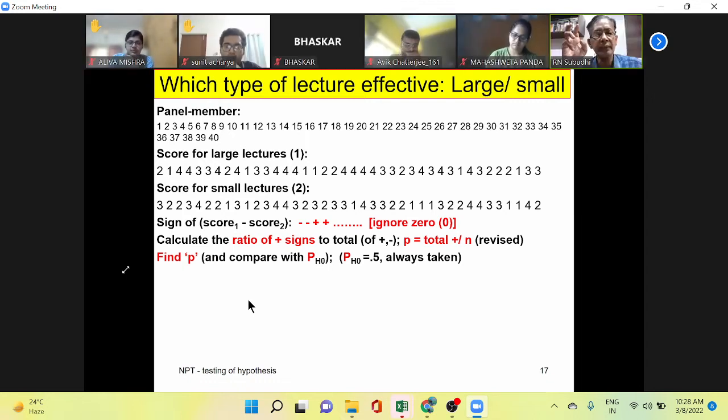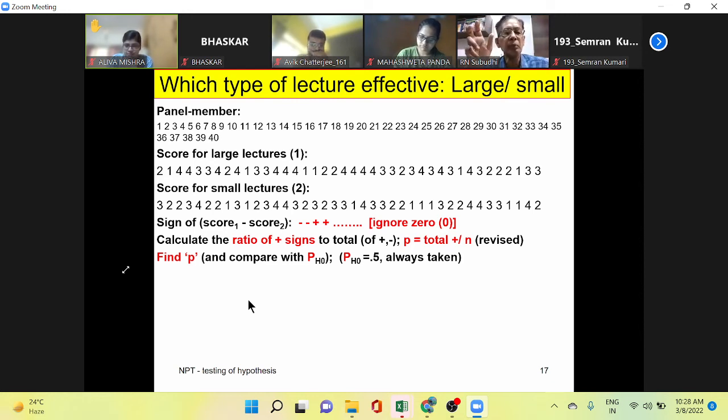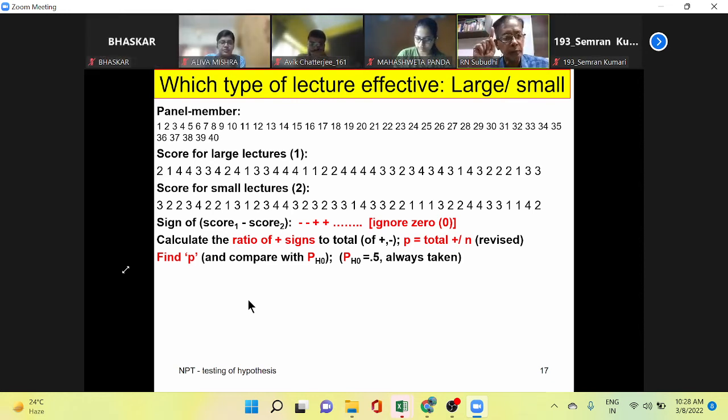It should be 50-50. So if it will be proportional 50-50, please recall our testing of hypothesis discussion in semester 1. There also we took capital P as 0.5. So in the null hypothesis we have to assume capital P is 0.5. What does capital P is 0.5 mean, Aritra? Try and say.